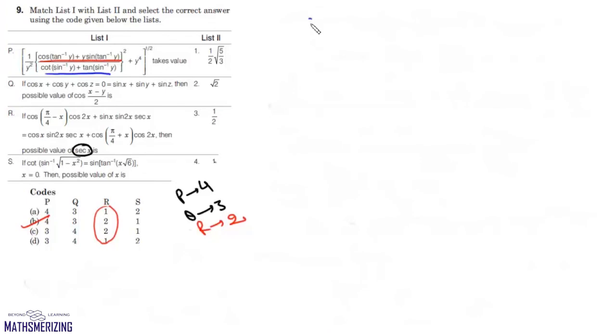Now S is cot of sine inverse under root of 1 − x², it is sine of tan inverse of root 6x. Now since it involves sine inverse under root of 1 − x², clearly x should lie between −1 and +1.